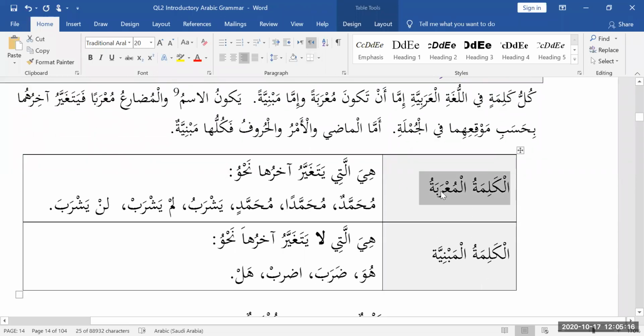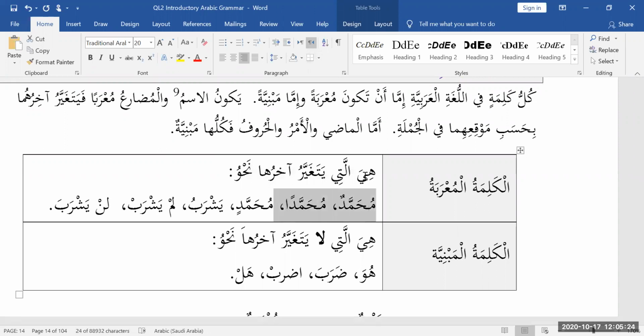Al-kalimatu al-mu'raba, the inflected word, هي التي يتغير آخرها. For example, Muhammadun, Muhammadan, Muhammadin. Why is it sometimes Muhammadun? Why is it Muhammadan? It depends on the grammar. It depends on the grammatical role, the function, the job this word is doing.